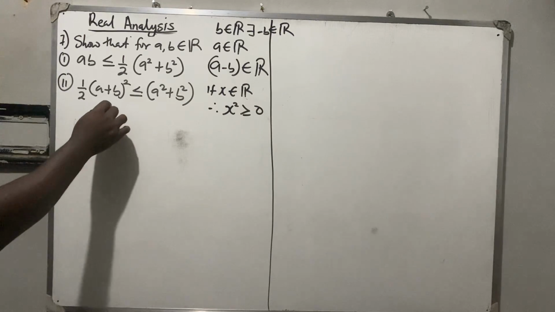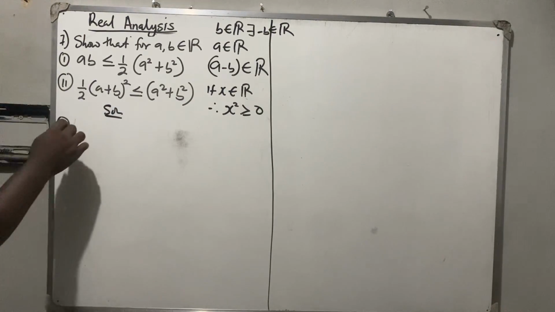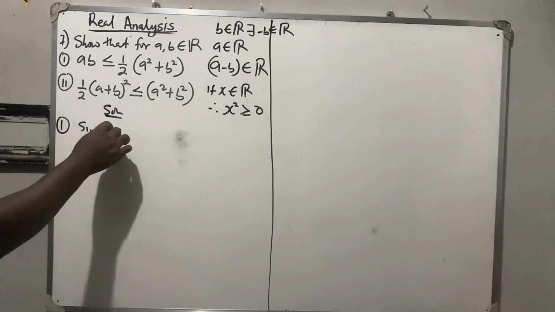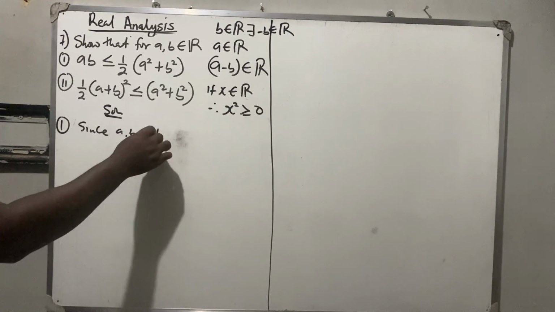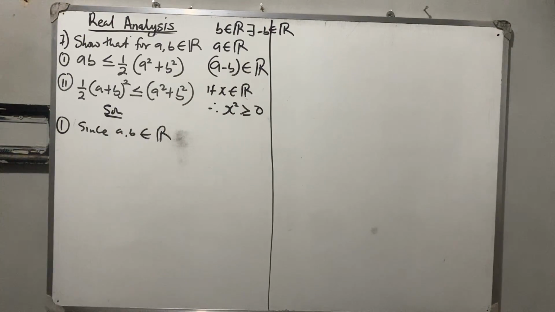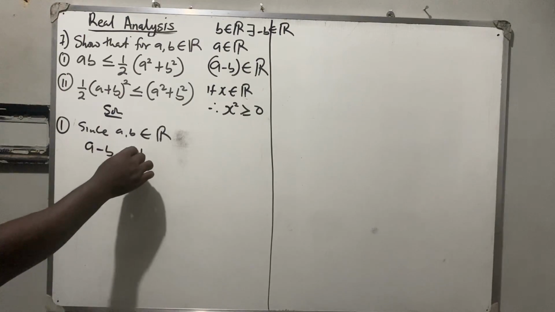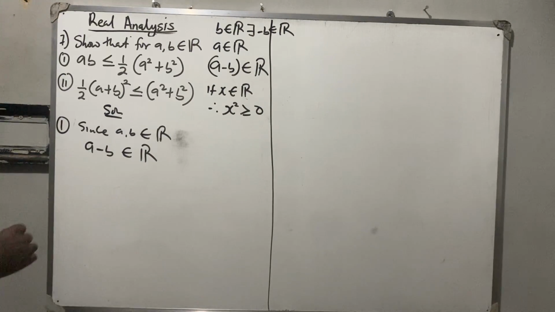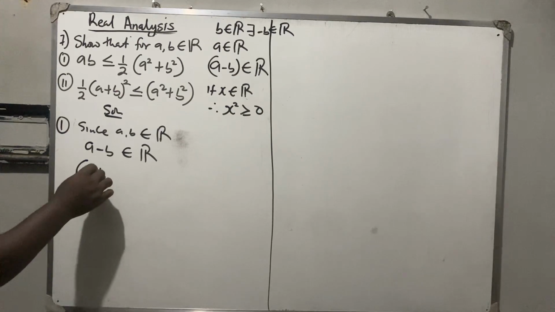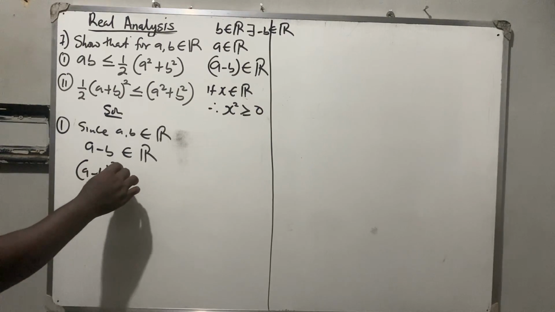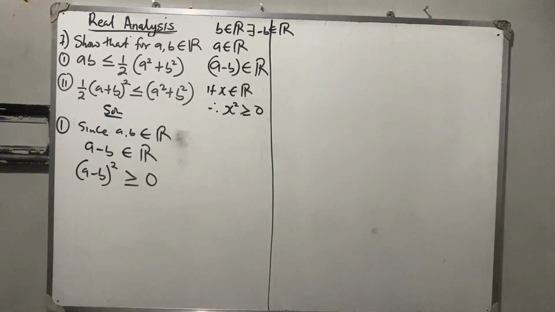Solution. For question number 1, since they say that A and B belong to R, we are going to have that A minus B must equally belong to R. Then A minus B that is in R, if I square it, it must be greater than or equal to 0. It must be positive. Anything squared must be positive.